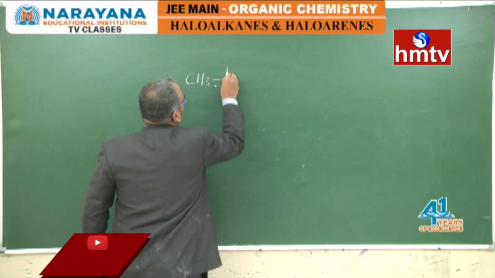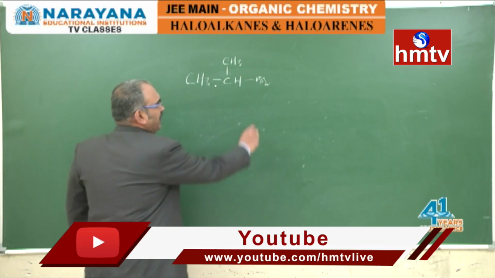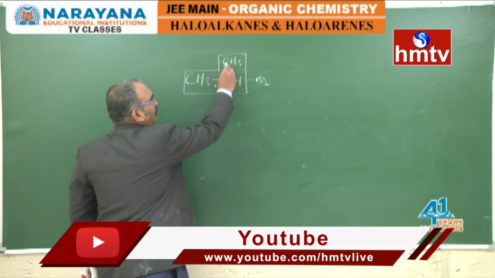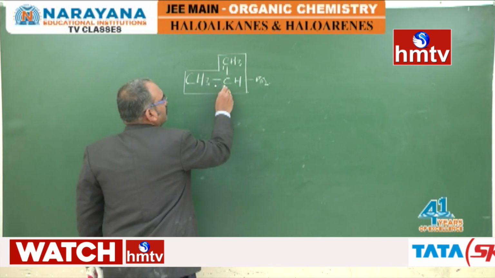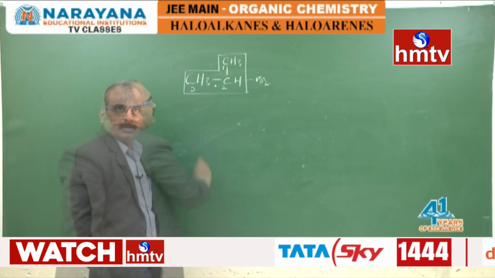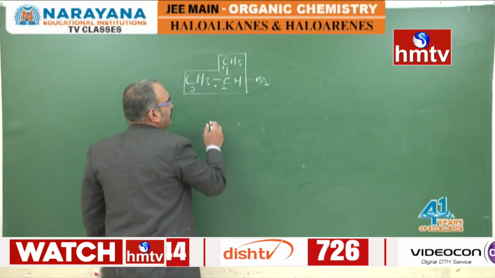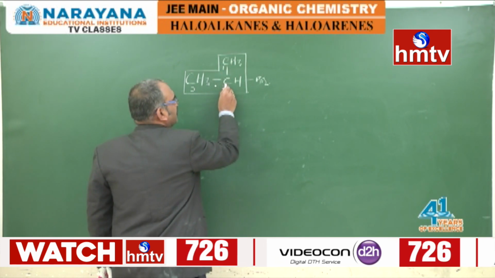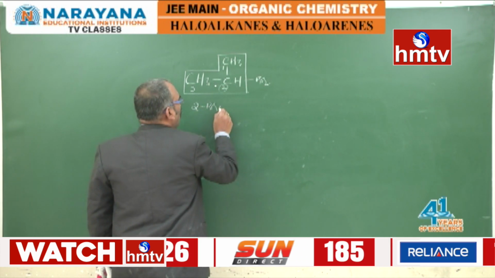If you take this one, let us see how it is named in the IUPAC system. Here bromine is the substituent. Now to name this compound, this is 1, this is 2, this is 3. The longest chain is a 3 carbon chain, so it's propane. On the second carbon atom you have bromine. So you can call it 2-bromopropane.